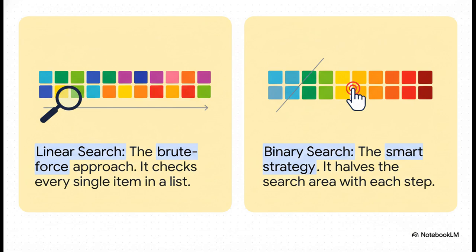The linear search just plows through everything, one item at a time. The binary search is way more strategic, cutting the workload in half with every single step. The only catch? Your list has to be sorted beforehand.